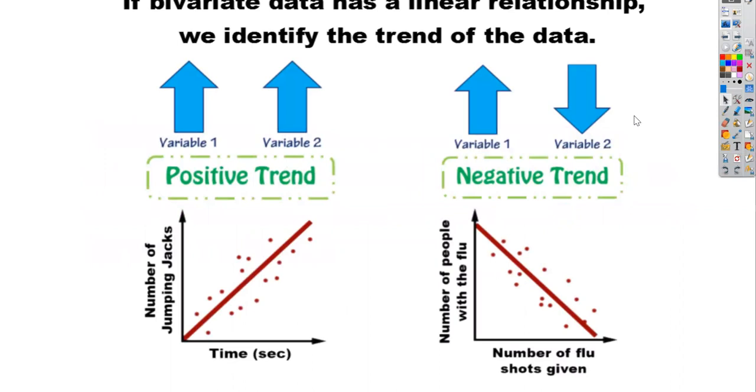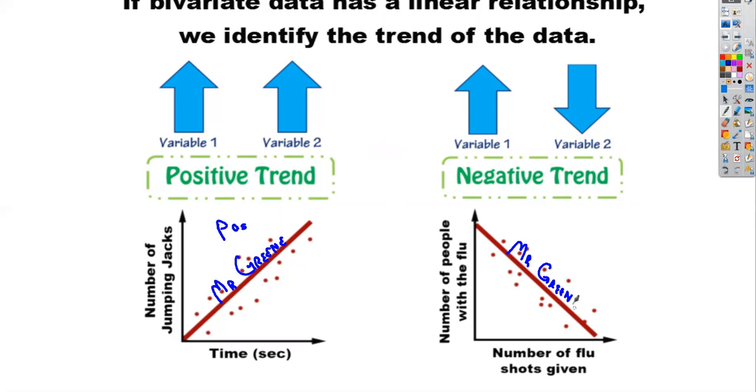If bivariate data has linear relationships, we identify the trend of the data as a positive trend or a negative trend. We've talked about this before, but just to review this a little bit, when the line is going up, like this one here on the left, I can write my name on it, which my name is Mr. Green. And if I write my name on it, you'll notice that my name is going up. Therefore, I know this is a positive trend line. If I look at this line over here and I write my name on this one, I know that this one has a negative trend because my name is going down.